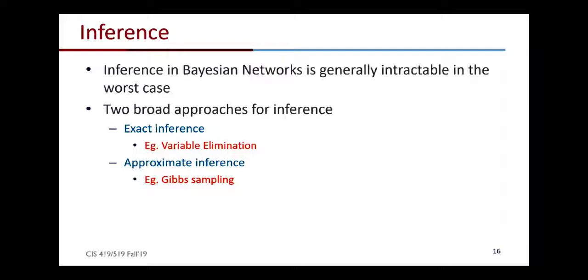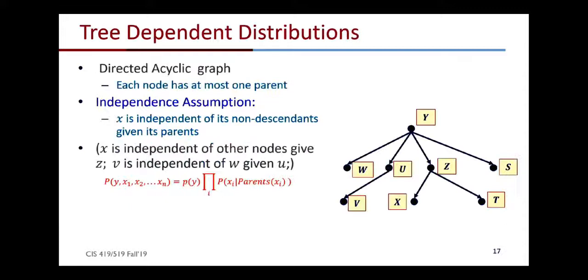Now, before we go to the general case, we're going to care more about a very specific class of Bayes nets that are easy to deal with, yet are still interesting. We're going to talk about trees, specifically tree-dependent distributions. So this is a Bayes net, but it's a very special Bayes net because it's a tree: every variable has a single parent. So the independence assumption still holds. X is independent of its non-descendants given its parents, only that there is a single parent.